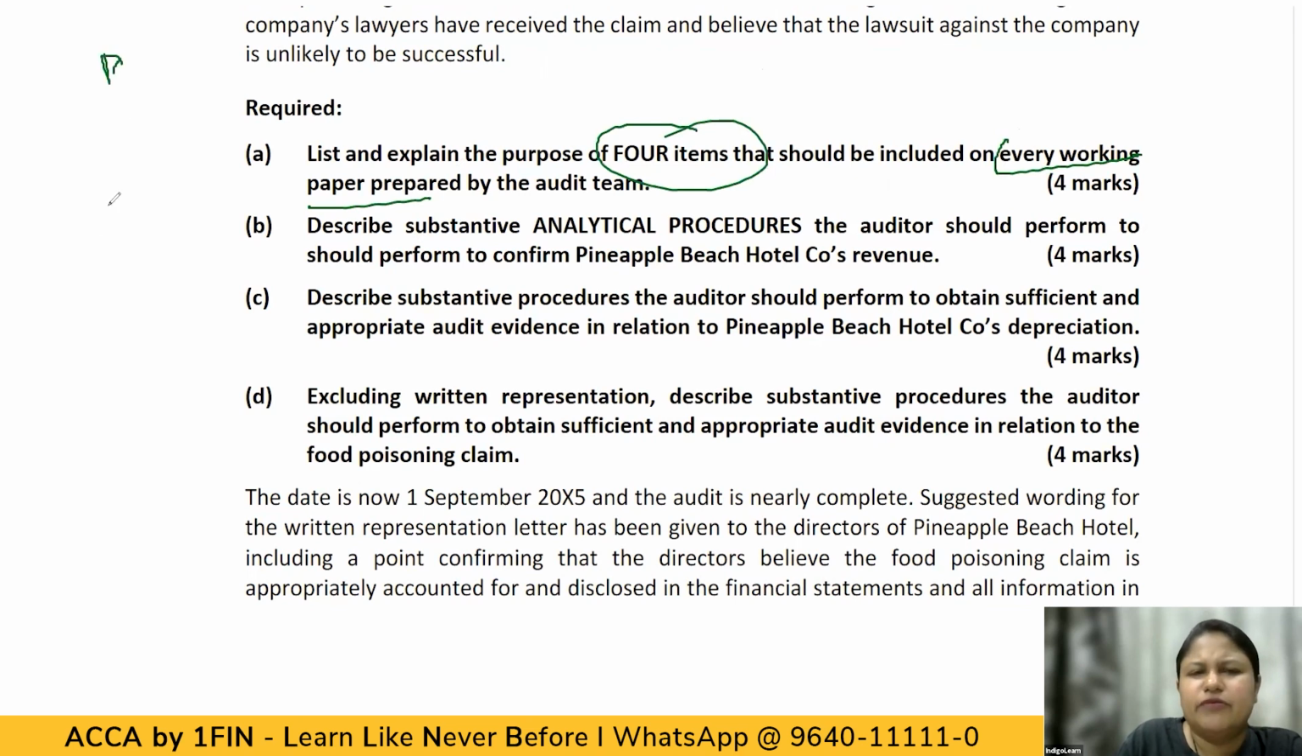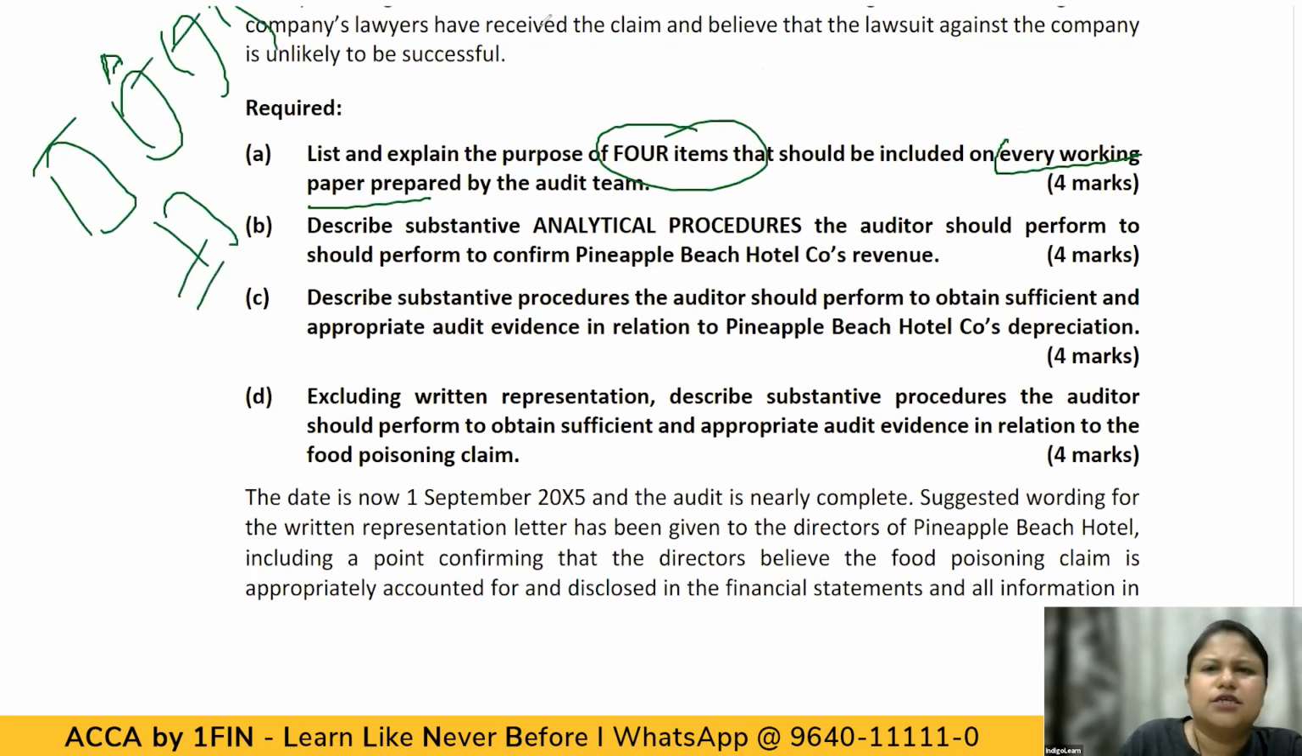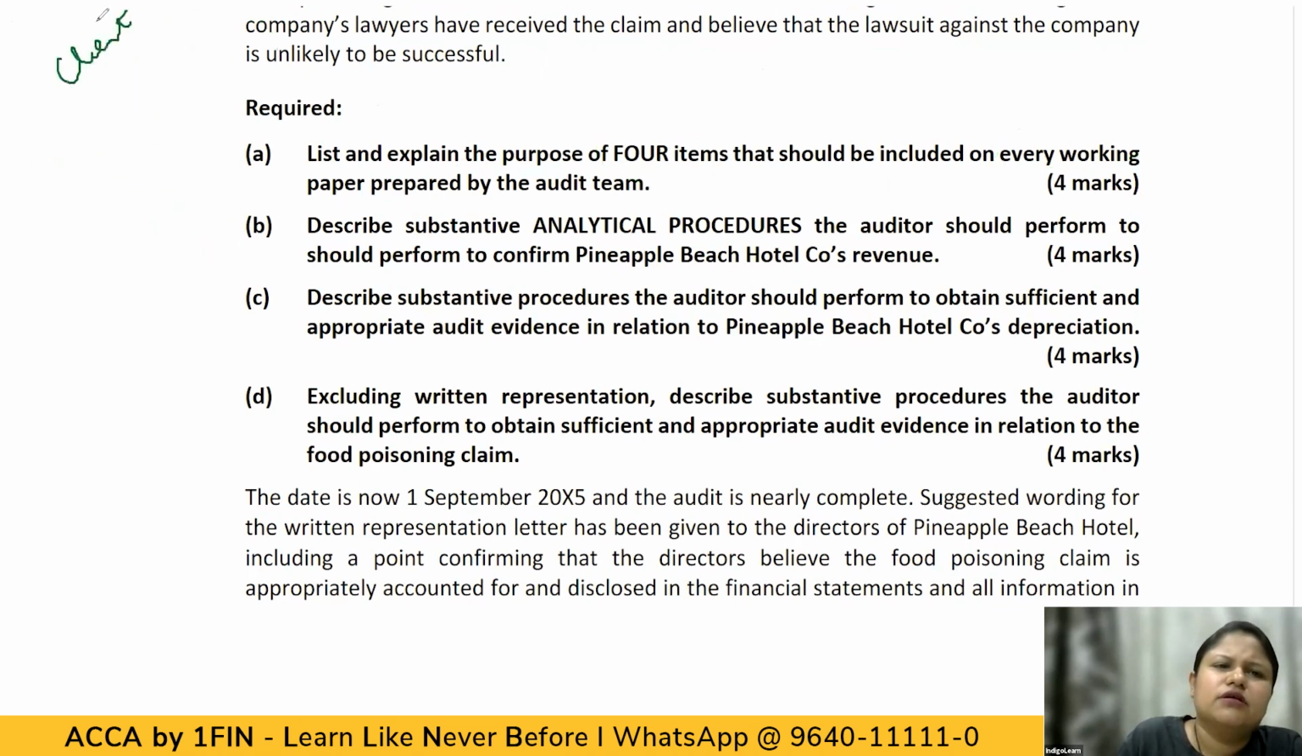Suppose the audit team has 5 people who are going to prepare working papers. So what is the common element that is going to be on every working paper? This is a logical answer. You will have the name of the client. You will have the date of the audit procedure which you are performing. Then you will have the procedure that you have performed. Then you'll have your name.